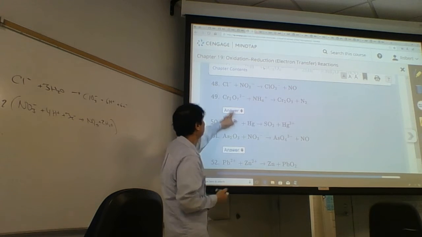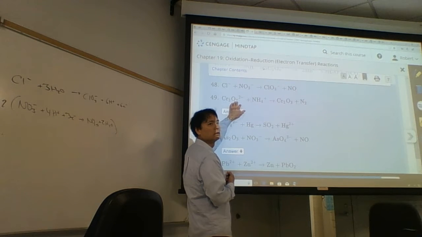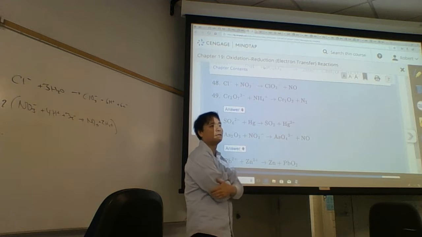Not huge. But we have dichromate on the chart, but we can't use it. Why? We can't just copy it down. How come?